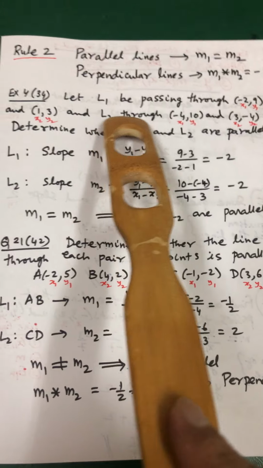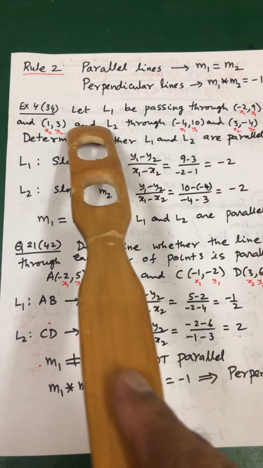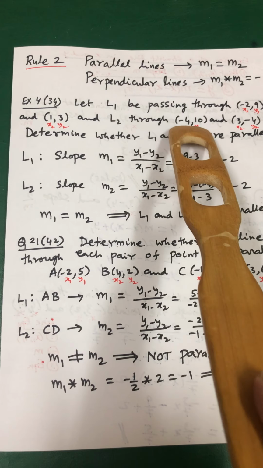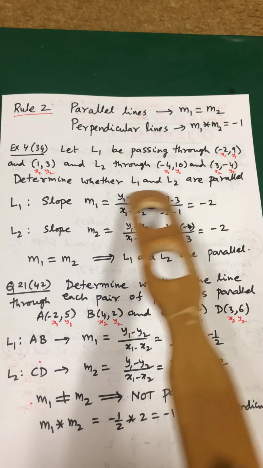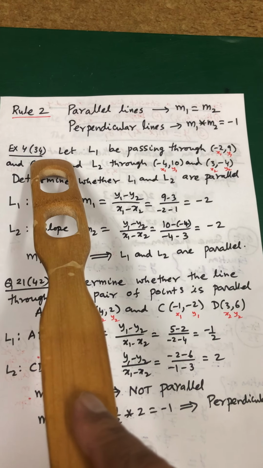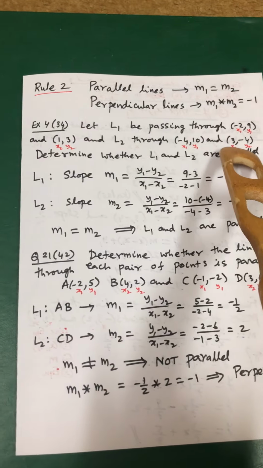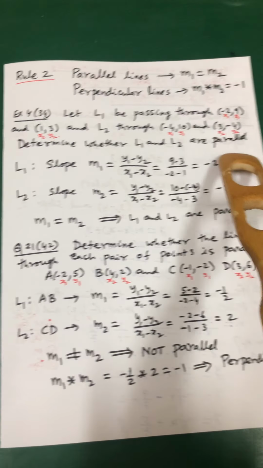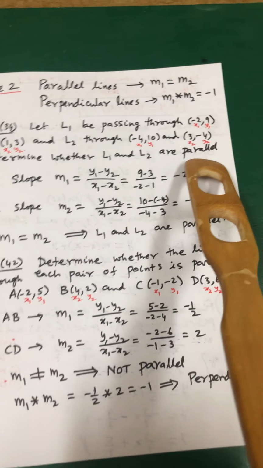Let us do a problem. Let L1 be the line passing through (minus 2, 9) and (1, 3), and L2 be the line passing through (4, 10) and (3, 4). Determine whether L1 and L2 are parallel. So the first line is called L1 passing through these 2 points. The second line is called L2 passing through these 2 points. So let us calculate the slope because we want to check whether it is parallel or not. That is this rule: whether the slopes are equal or not, we want to check it.